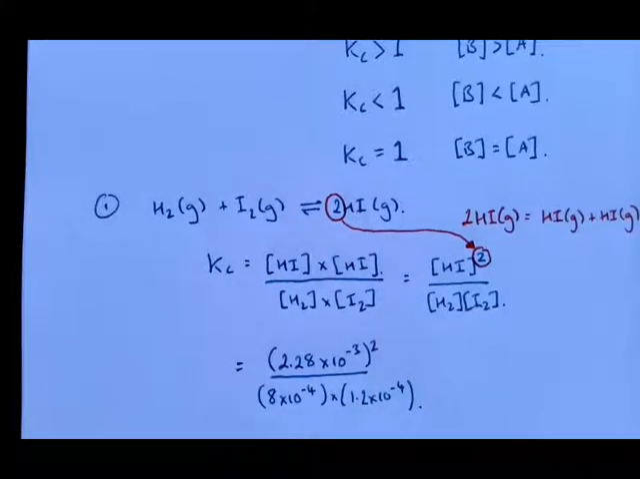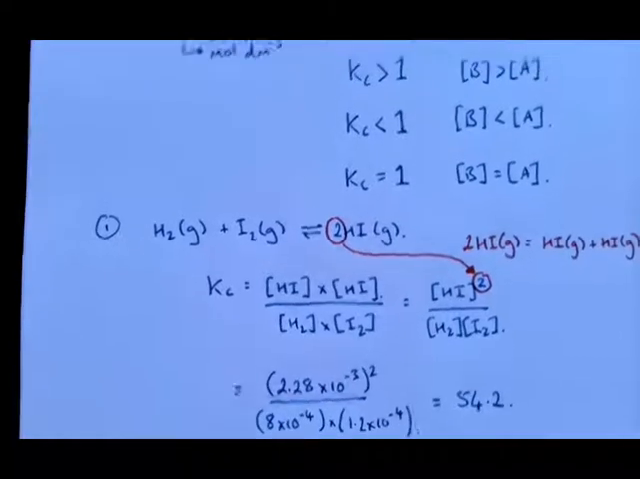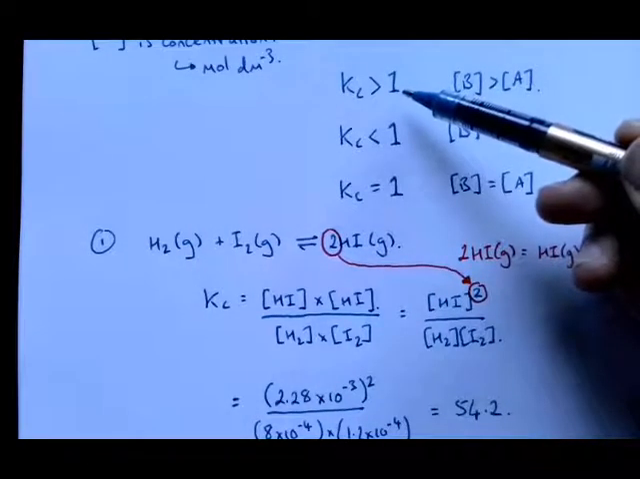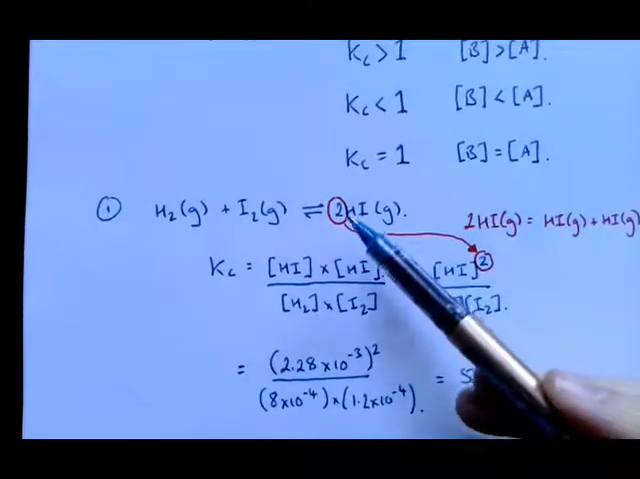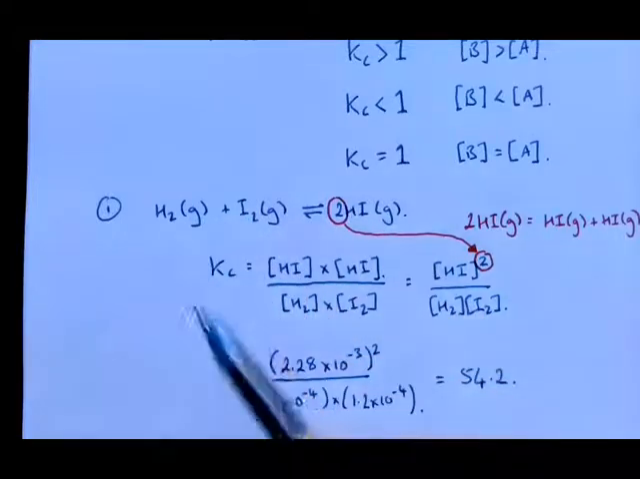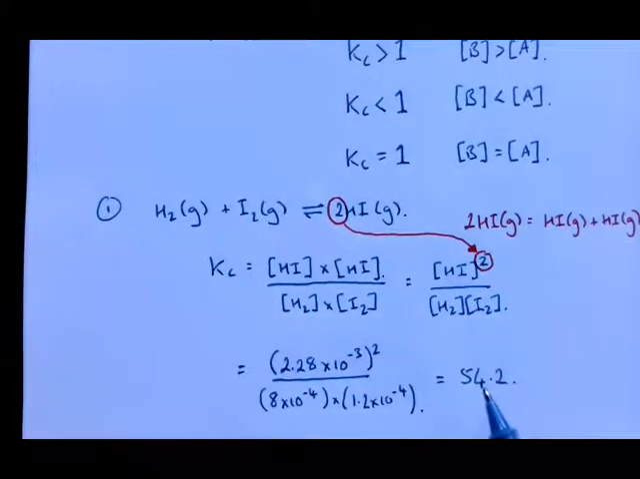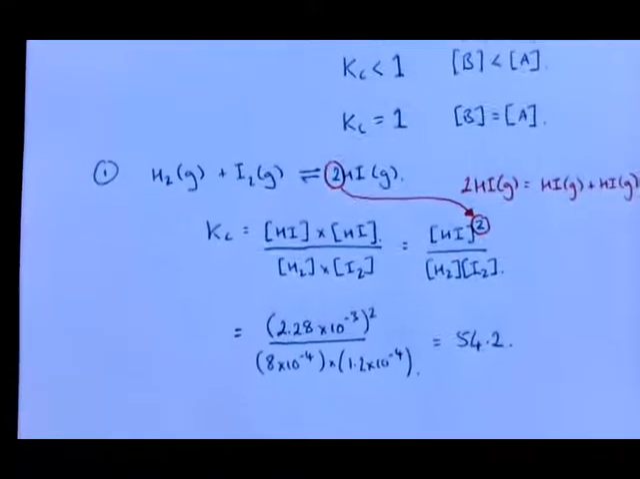All right. And if you work that out, you get 54.2, okay, which is obviously much larger than 1. Okay, so I know that I've got more of this than I have of this. And obviously I can compare that to other reactions. So if I did another reaction and I had an equilibrium constant of 50, I know that this reaction lies further to the right.